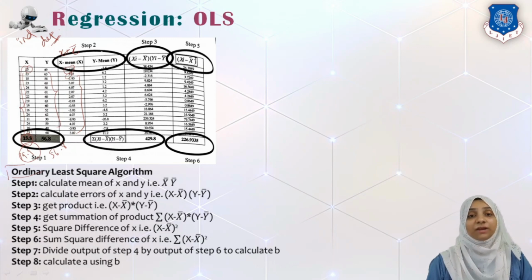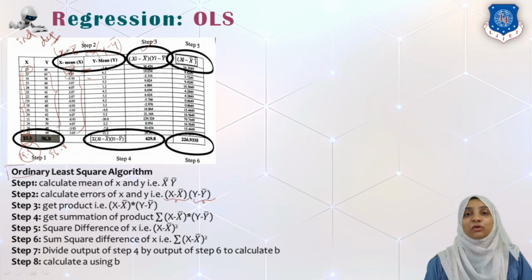Now this is once calculated. Similarly, we will calculate y minus y bar. So our step number 2 is to calculate the errors of x and y, that is, respectively x minus x bar and y minus y bar. Once they are calculated, we have the terms x minus x bar and y minus y bar. We will take the product of these two columns, and that produces the third step, that is, x minus x bar into y minus y bar. So this is our third step, to get the product.